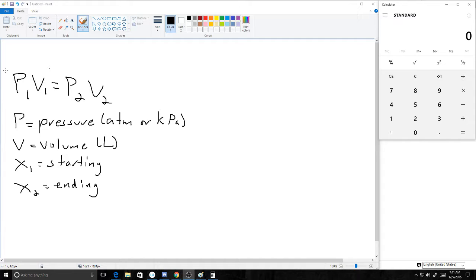So then the ones and the twos. What does that stand for? Anything with that little subscripted 1 just tells you that's your starting value for that variable. So P1 is our starting pressure. V1 is our starting volume. That little subscripted 2 tells us that's our ending value. So P2 is our ending pressure. V2 is our ending volume. The way that these work is we're always going to have 3 of these values, and then it's just algebra to figure out what the 4th one is.